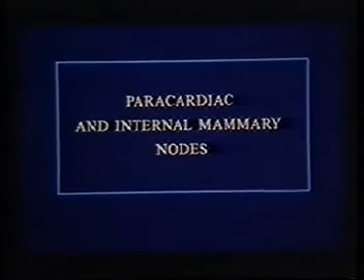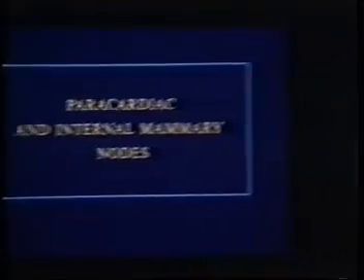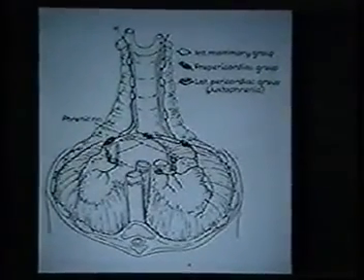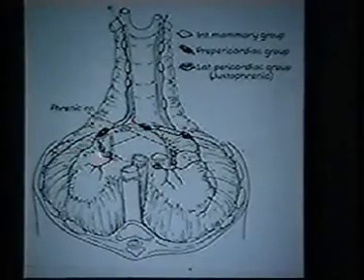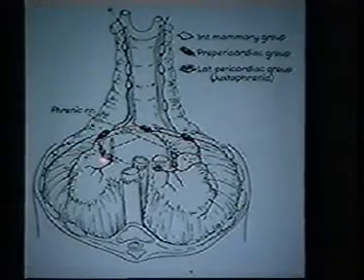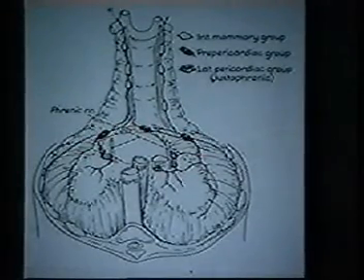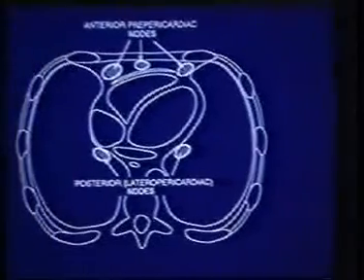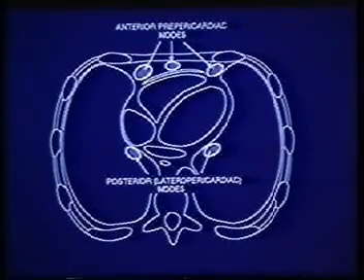Pericardiac and internal mammary lymph nodes are very closely related. The internal mammary nodes are shown here quite nicely in this diagram, being on each side of the sternum. Inferiorly, they communicate with a group of lymph nodes that outline the heart on the surface of the diaphragm. These are the so-called pericardiac lymph nodes. Now, the pericardiac lymph nodes, quite simply, can be divided into an anterior group and a posterior group, which are anterior and posterior in location, very easy to remember.